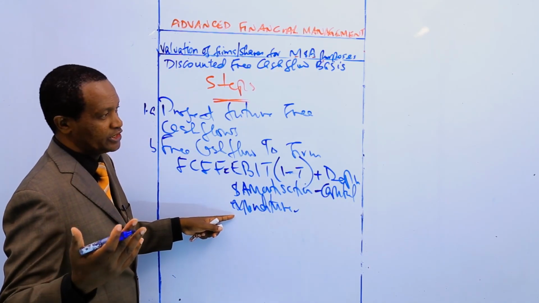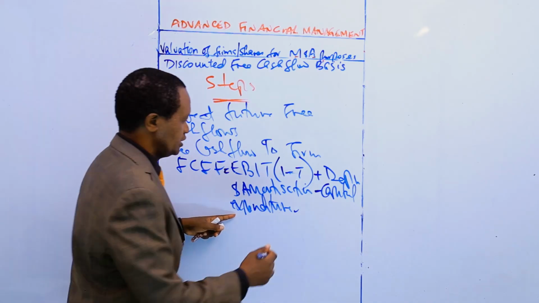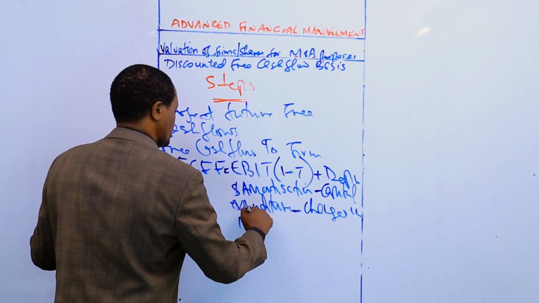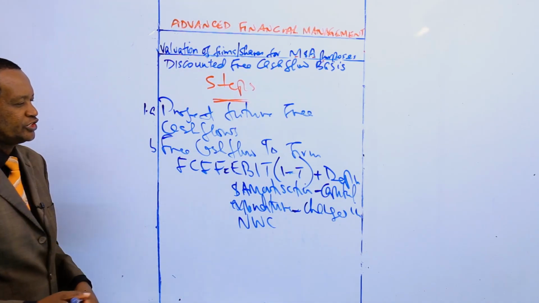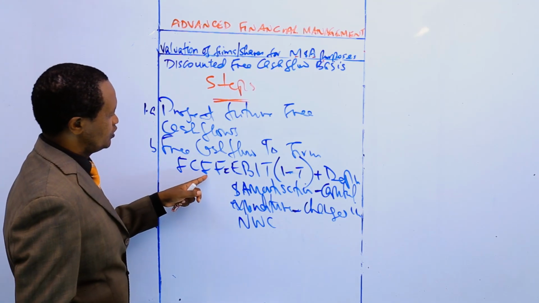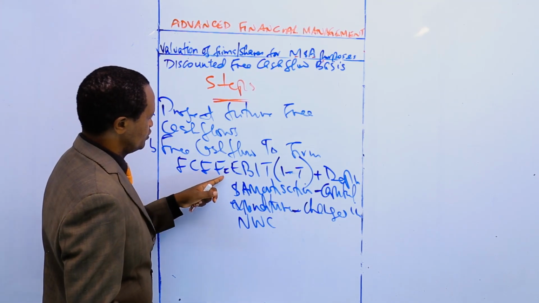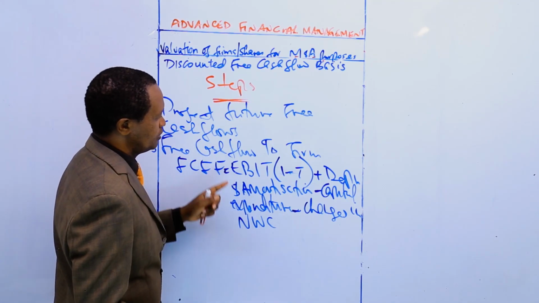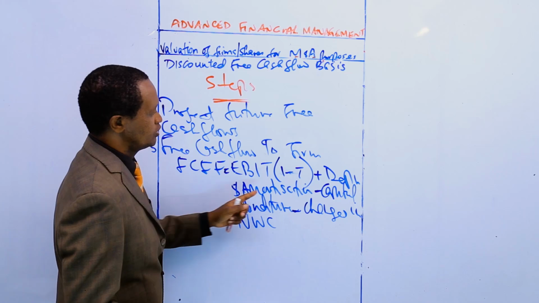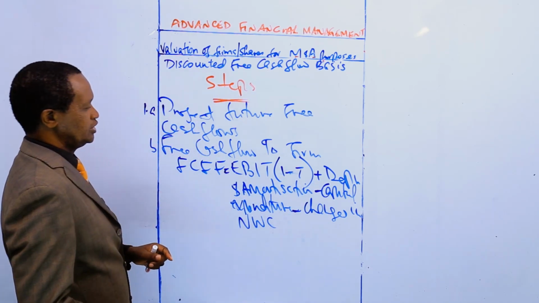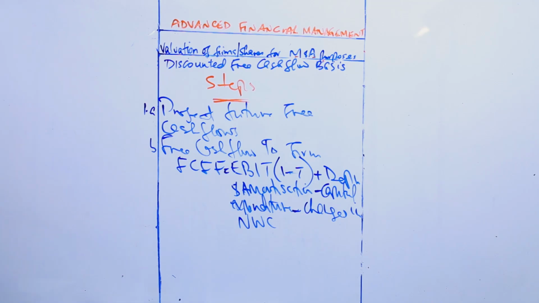Then you also deduct the changes in net working capital. That will give you the free cash flow to firm. Free cash flow to firm is equal to EBIT times 1 minus T plus depreciation and amortization minus capital expenditures minus changes in net working capital.